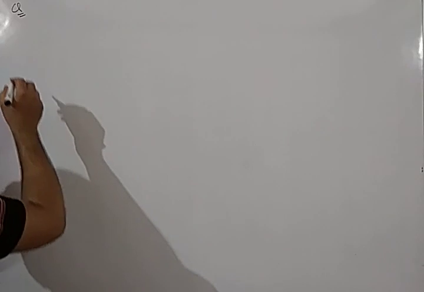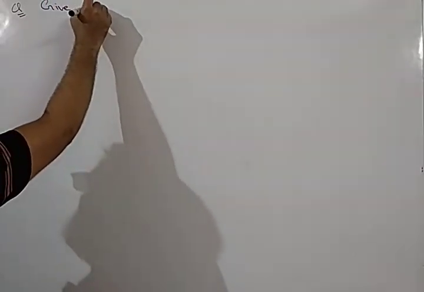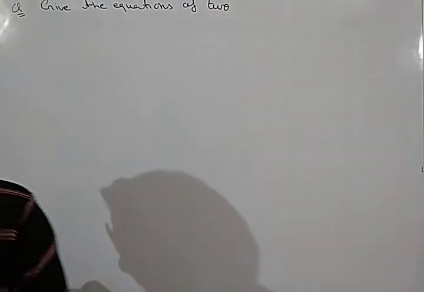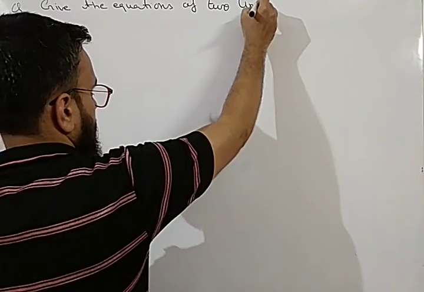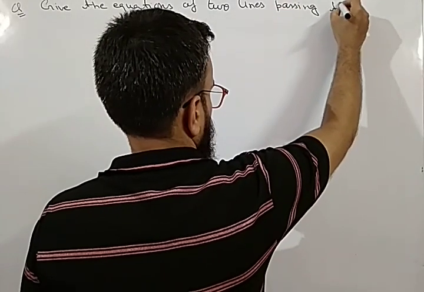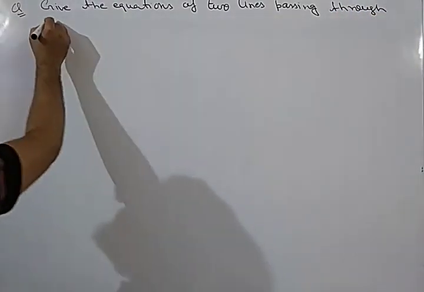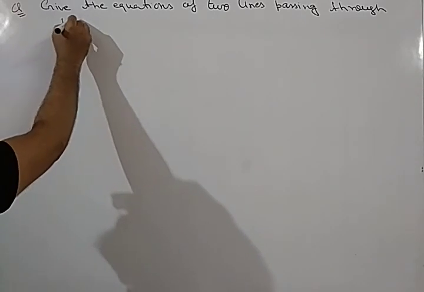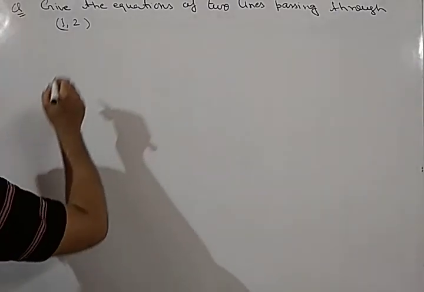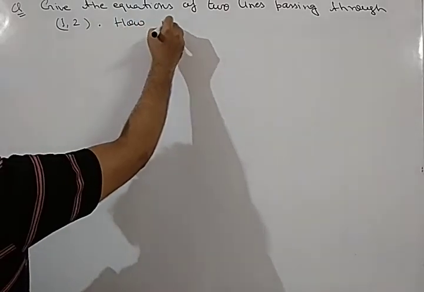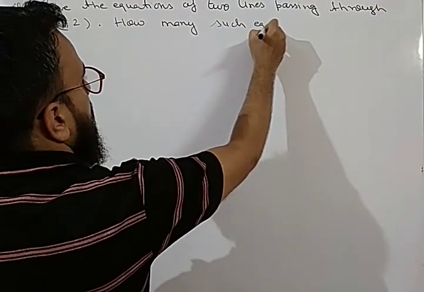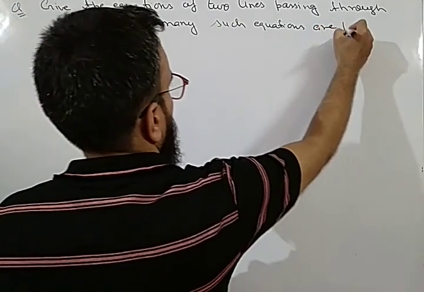Now we have given a question. Give the equations of two lines passing through 1 comma 2, and how many such equations are possible.